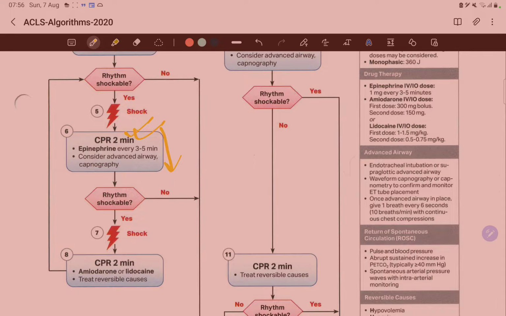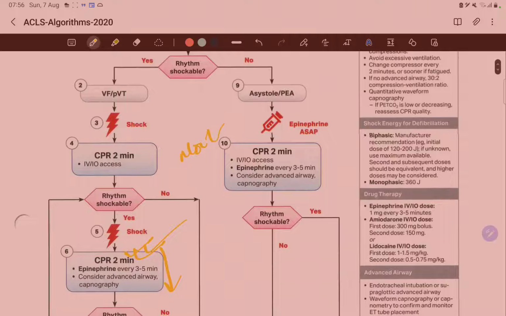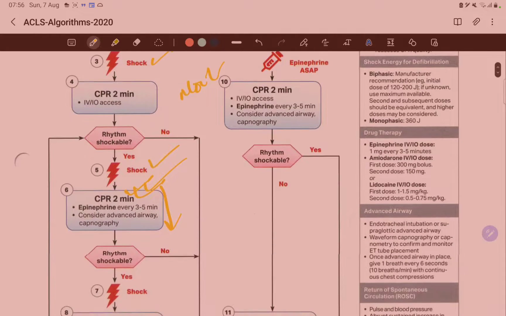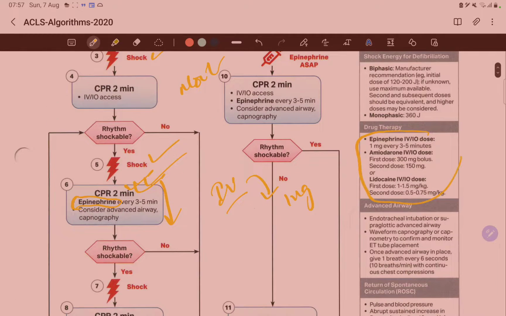We don't see the monitor, we don't see the pulse, we don't see anything. We do the CPR for 2 minutes. The first shock was this, the second shock was this. After giving the second shock, we give epinephrine. I will advise the person responsible for IV to get ready with epinephrine 1 milligram. So what is the drug dose? Epinephrine 1 milligram every 3 to 5 minutes, and we'll see about amiodarone and lidocaine.